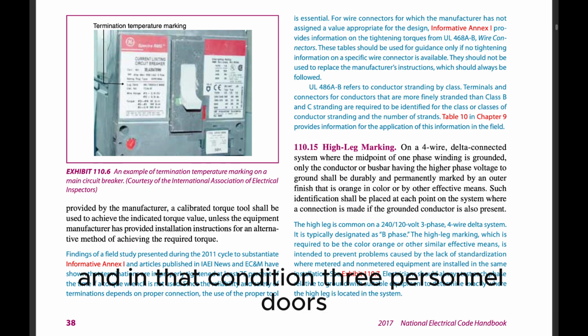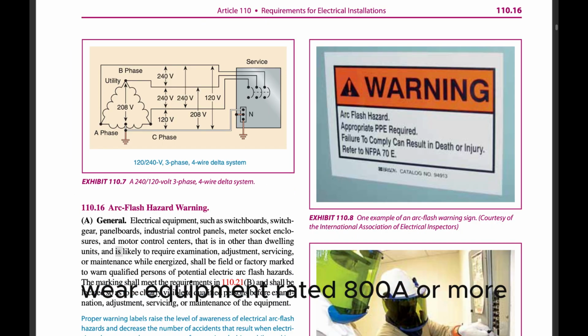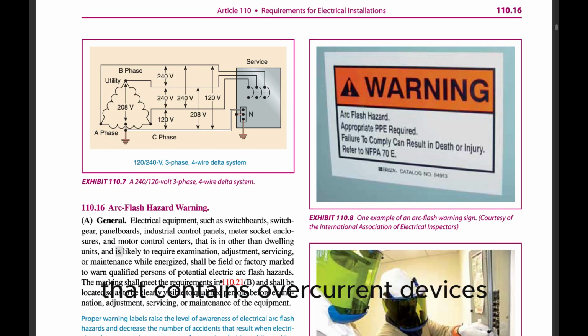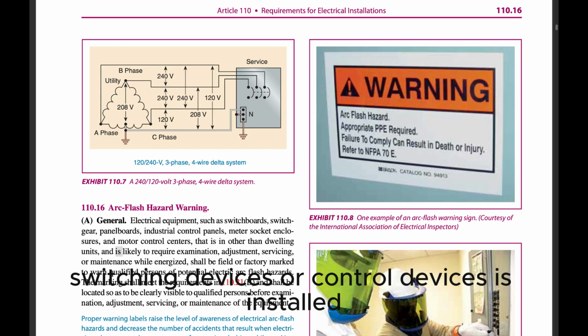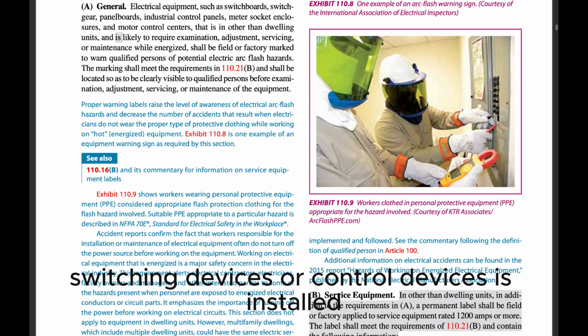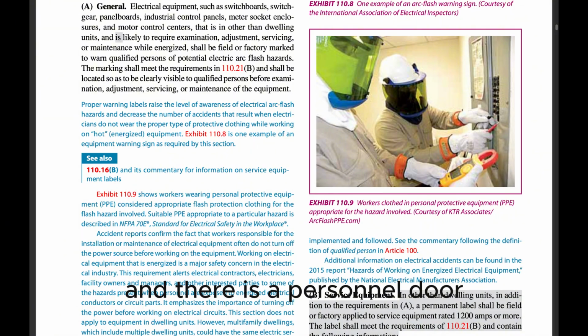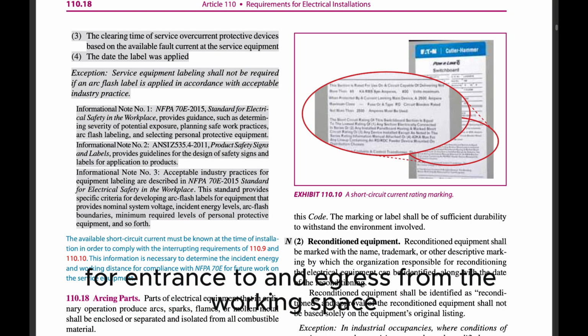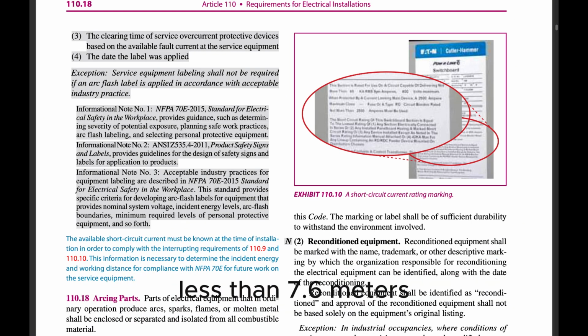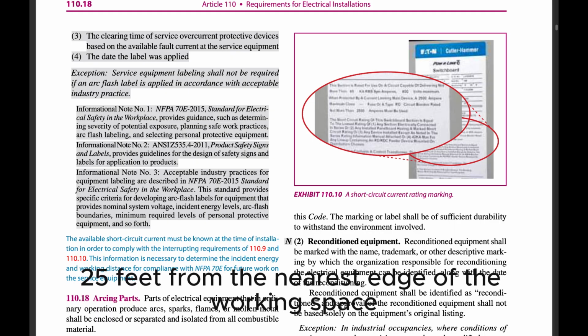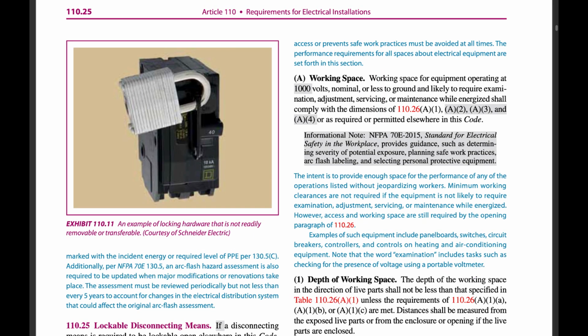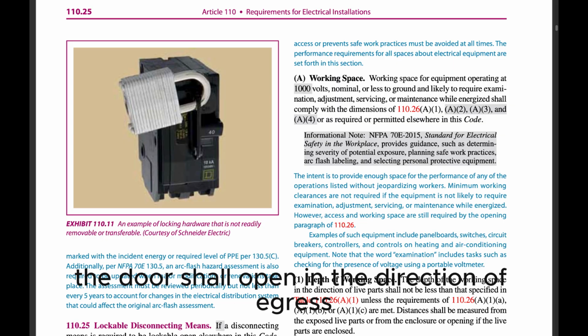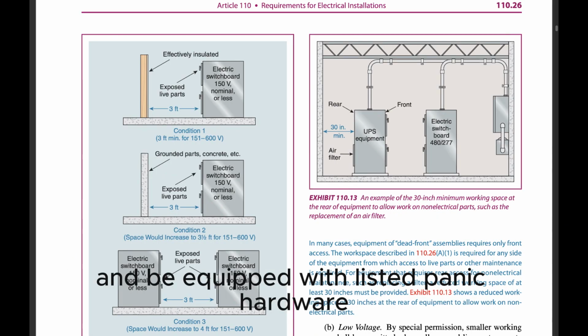(3) Personnel doors. Where equipment rated 800 A or more that contains overcurrent devices, switching devices, or control devices is installed, and there is a personnel door intended for entrance to and egress from the working space less than 7.6 meters (25 feet) from the nearest edge of the working space, the door shall open in the direction of egress and be equipped with listed panic hardware.